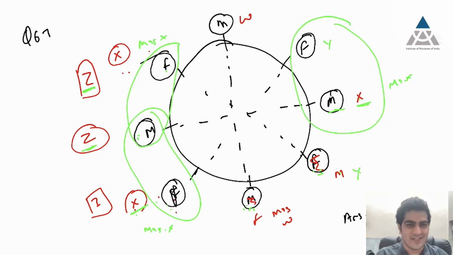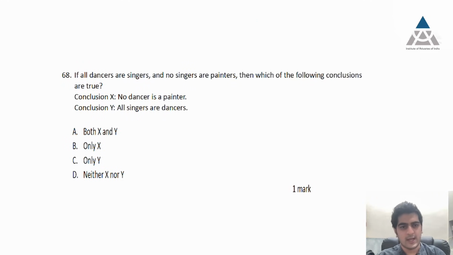Okay, so that's question 67. With that, we move to question 68, the Venn diagram one. If all dancers are singers and no singers are painters, then which of the following is true? So it seems like a straightforward one. Let's see.